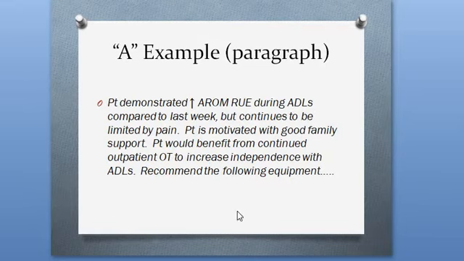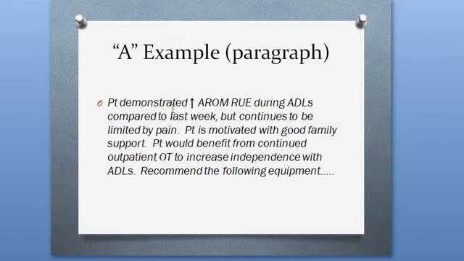So here's an example of an assessment. Patient demonstrated increased active range of motion in the right upper extremity during ADLs compared to last week, but continues to be limited by pain. Patient is motivated with good family support. Patient would benefit from continued outpatient OT to increase independence with ADLs. Recommend the following equipment, if they need a reacher or whatnot.